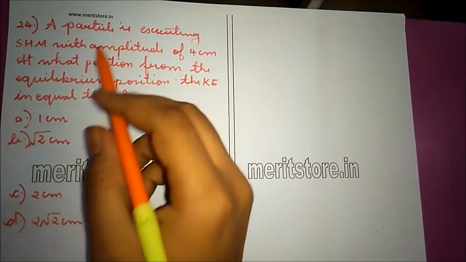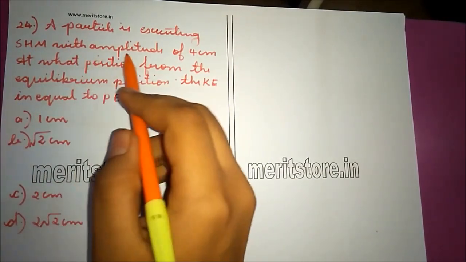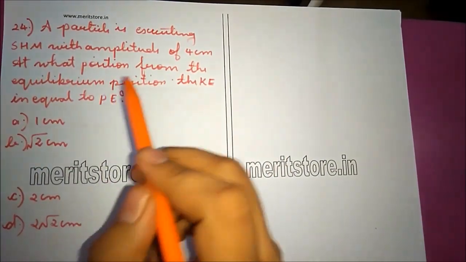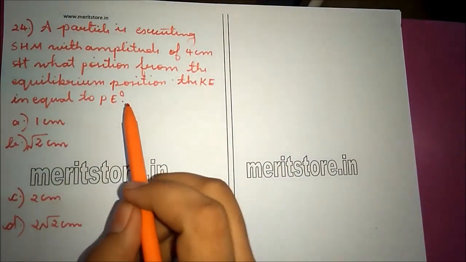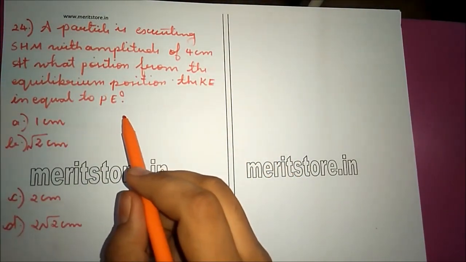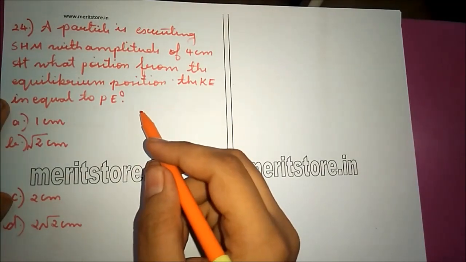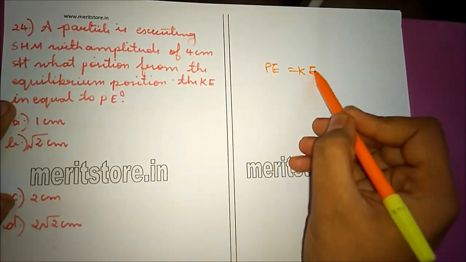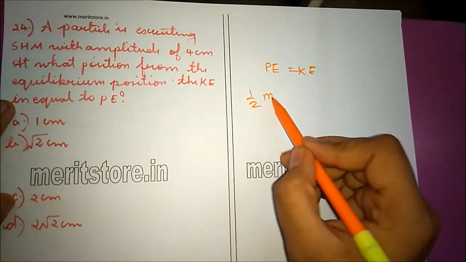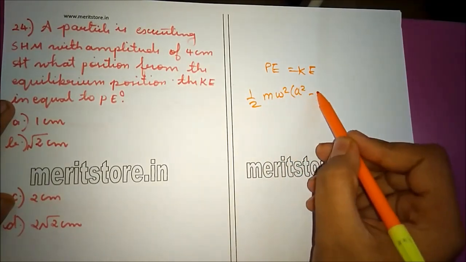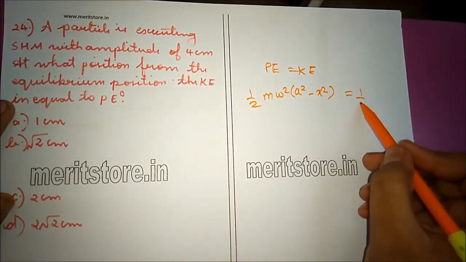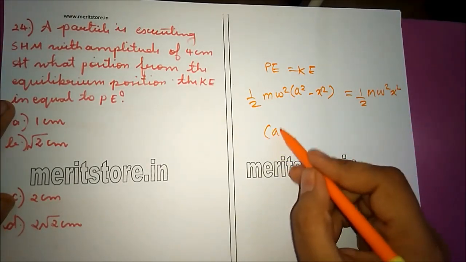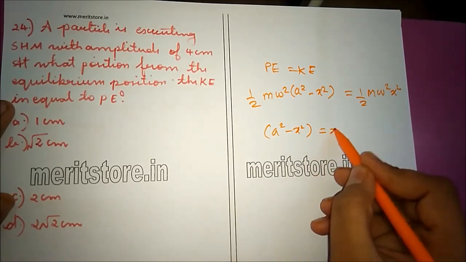Question 24. A particle is executing SHM with amplitude of 4 centimeter. At what position from the equilibrium position the kinetic energy is equal to potential energy? Now to solve this question, we know potential energy PE is equal to kinetic energy, half m omega square (a square minus x square) is equal to half m omega square x square. So a square minus x square is equal to x square.